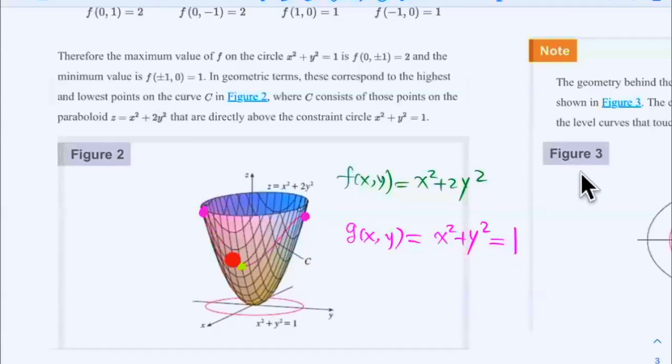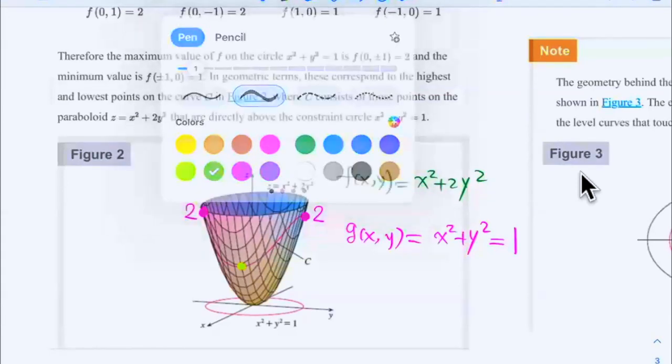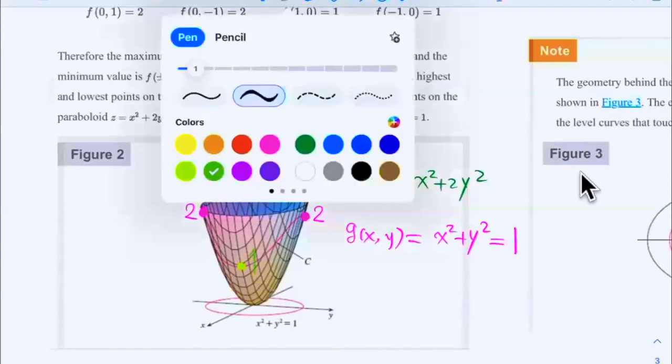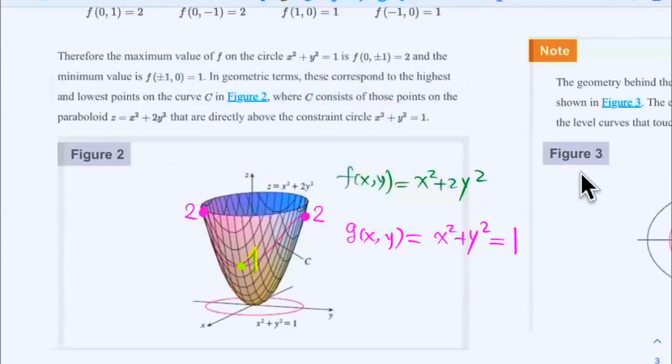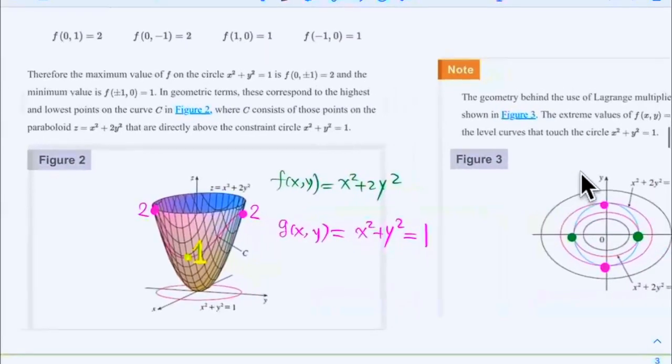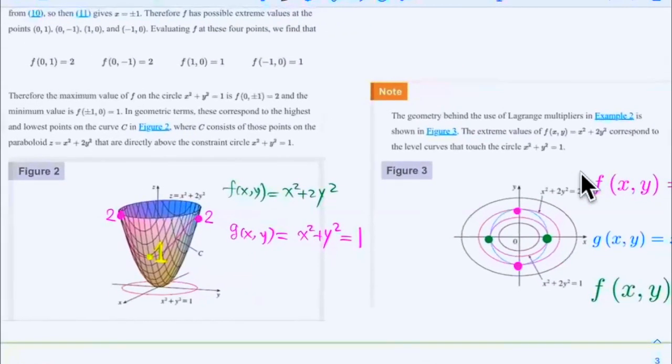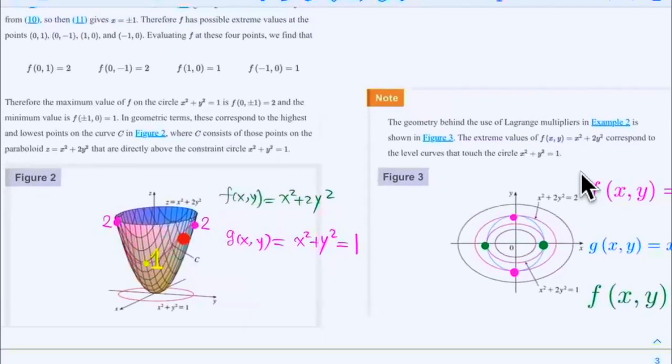So you see that when you project this onto the surface, the largest function value over here is 2, here and here. And the smallest function value over here is 1, in a different color. So it is 1 here, and then also on the other side, you see the 1. So geometrically, you see those maximum and minimum function values.